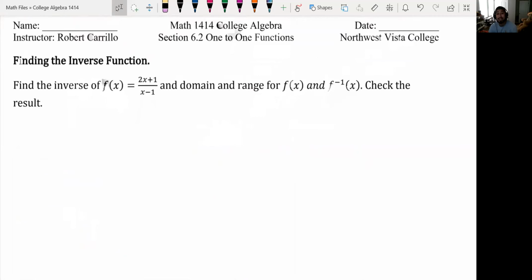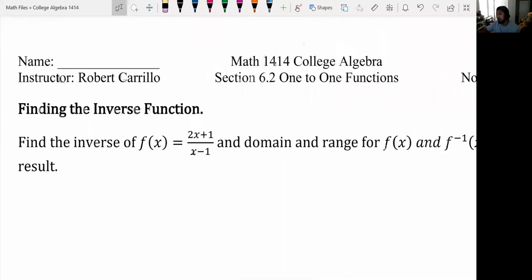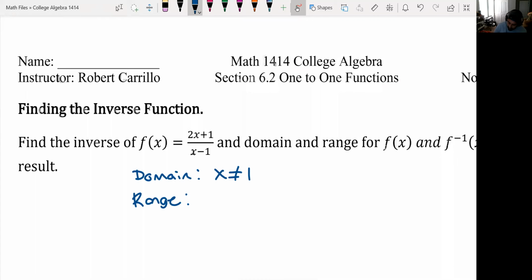So find the inverse function. We are given f of x equals 2x plus 1 over x minus 1. Find the domain and range, and find the inverse and check the result. Okay. So first off, we can figure out what the domain and range is for function f. So for f of x, here our domain, we can see is x not equal to 1. And our range, how can we figure out our range without graphing it?